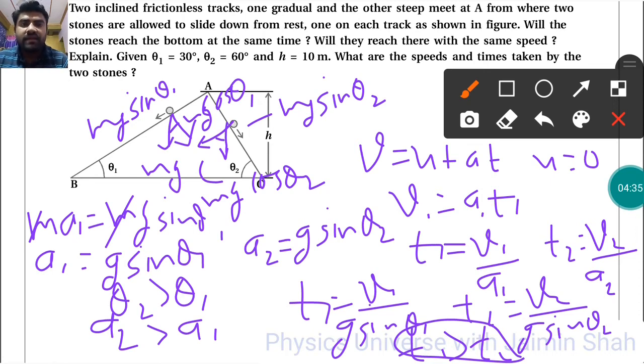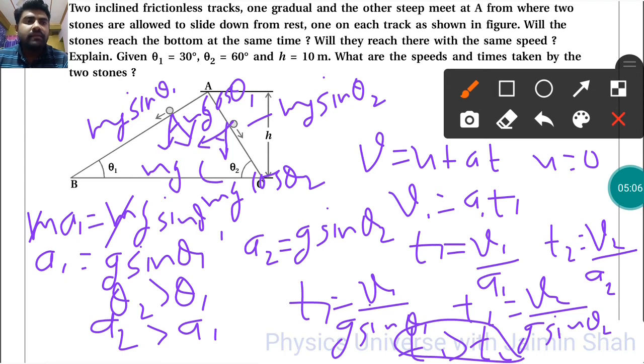Actually t1 is more, so object 1 takes more time to reach the ground, but t2 takes less time to reach the ground. So object 2 is moving faster than object 1, because object 1 takes more time than object 2. So that is the answer here.